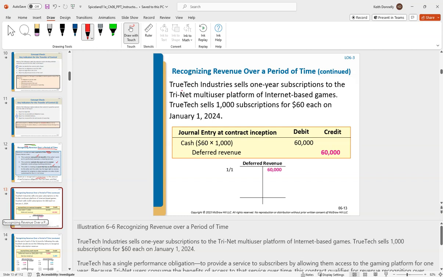So here it says True Tech Industries, they sell 1-year subscriptions. Looks like they're $60 each. How would they account for this? If they sold 1,000 subscriptions, we'll debit cash, credit unearned revenue or deferred revenue for 60,000.